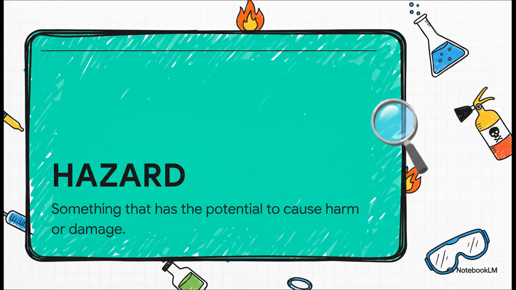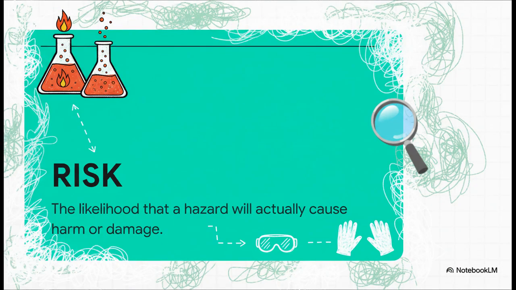Let's take a classic lab example. Concentrated acid. Its very nature, its inherent property is that it's corrosive. That ability to burn you, that is the hazard. Risk, on the other hand, is all about likelihood. It's the what-if question. What's the chance that acid will actually burn someone? You see, if you're using one tiny drop with gloves and goggles on, the risk is incredibly low. But if you're splashing it around without a care in the world, the risk is huge. Same hazard, but two totally different levels of risk.